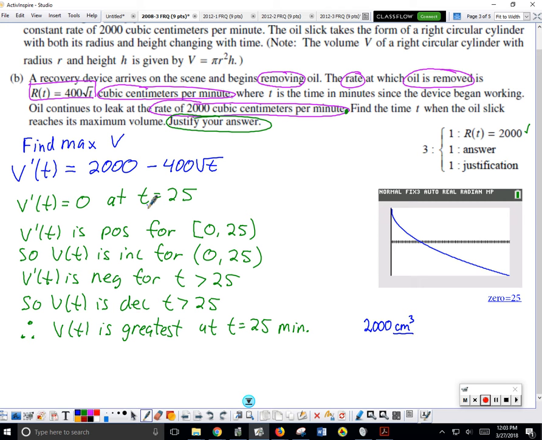And sure enough, they wrote it a different way here. They say, did the student consider the time when R of t is equal to 2,000? Which I did, just in a different way. So that would get that point. Question?